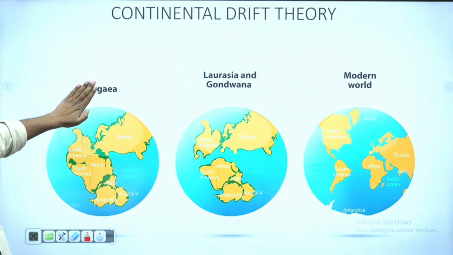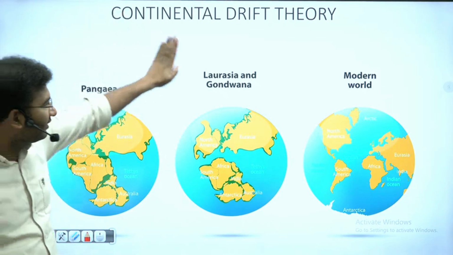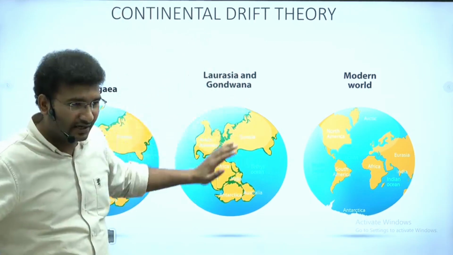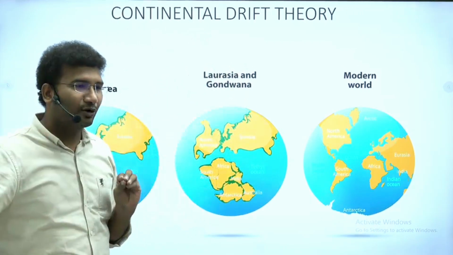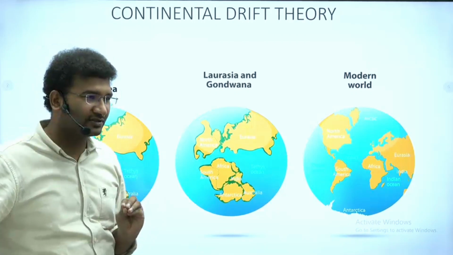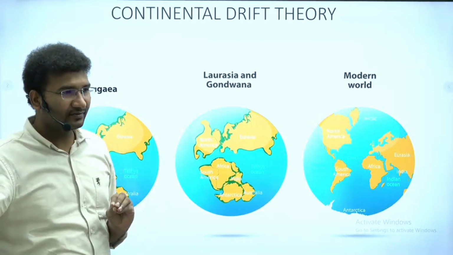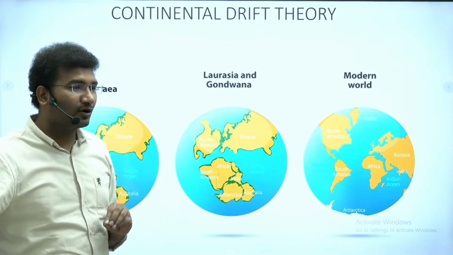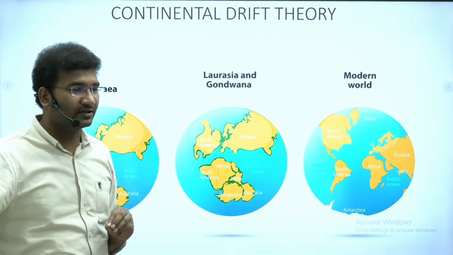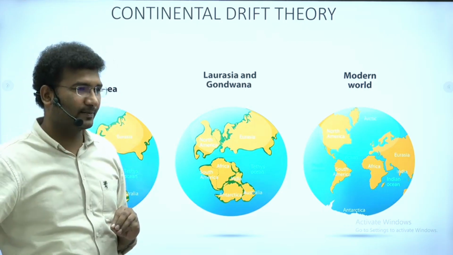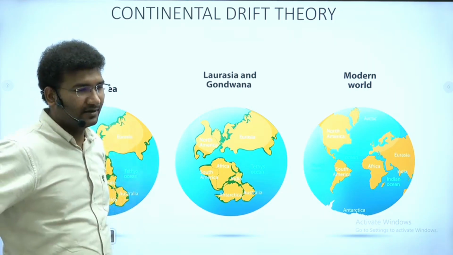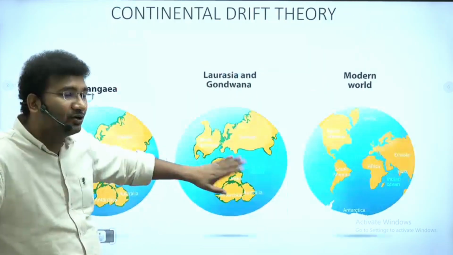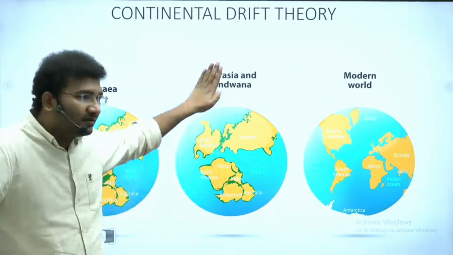See, first this is Pangaea. After that, our Earth got divided into two. The continents started to move north and south towards the poles. This is what he said. And he says the continents started to move towards the west and moving towards the poles. These are two things he said.